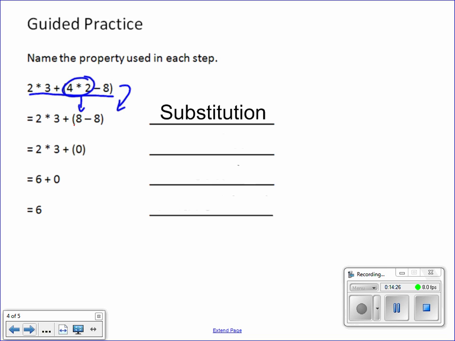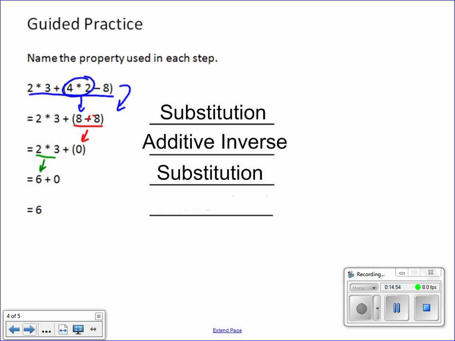Next, look at what changed here. We had 8 minus 8. It went down to 0. Remember, we're like adding the opposite here. That would be our additive inverse. Next step, we're going from 2 times 3 to 6. We're not changing orders or anything, okay? So that is another substitution. We're saying 2 times 3 is equal to 6. We're going to substitute in 6 where we see the 2 times 3. Lastly, 6 plus 0, that is additive identity. When I add 0 to something, it stays the same.